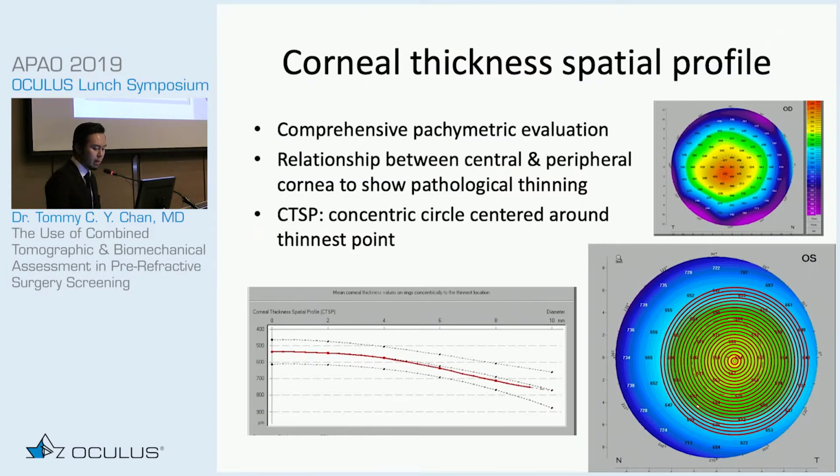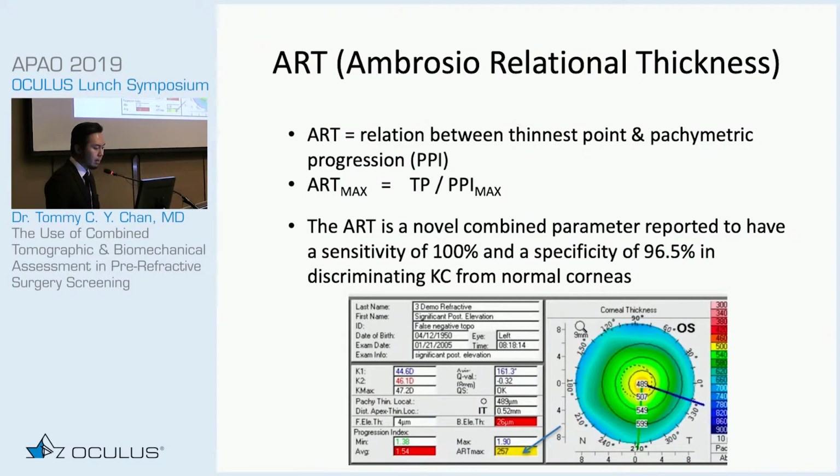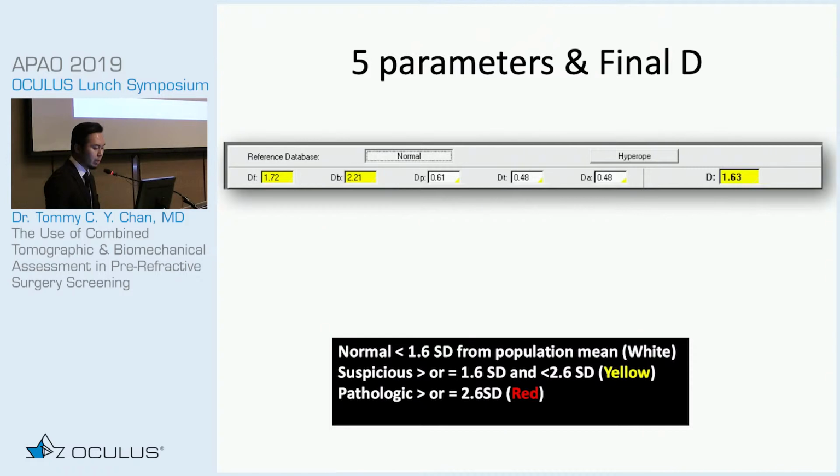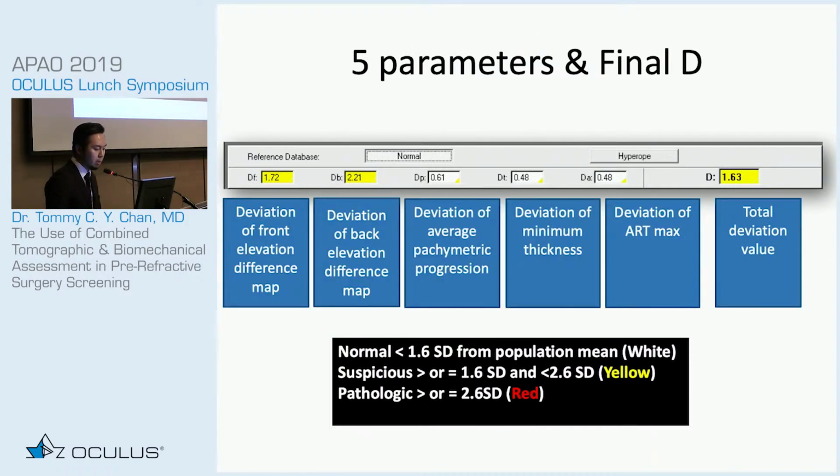And the corneal thickness spatial map is a representation of how the corneal thickness changes starting from the center of the cornea. And another important parameter is called the Ambrosio relational thickness. It has been shown to have a very high sensitivity and specificity in discriminating keratoconus from normal cornea. And therefore, we have 5 parameters: the DF, DB, DP, DT, and DA. And finally, it will give you a final D. And those values are color-coded, with suspicion being yellow, within 1.6 to 2.6 standard deviations from normal, and pathological values will be indicated in red color.